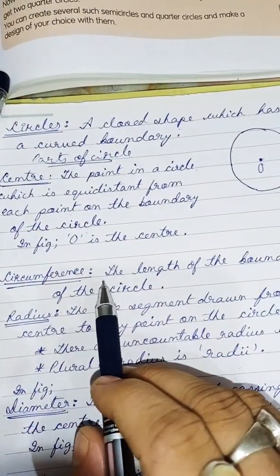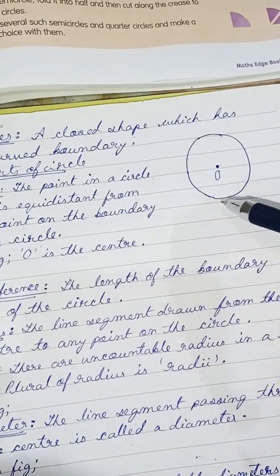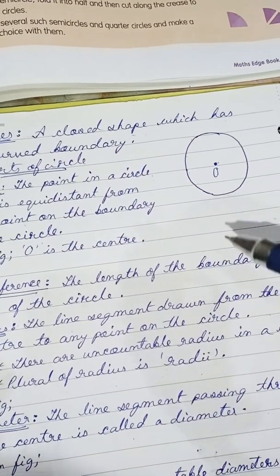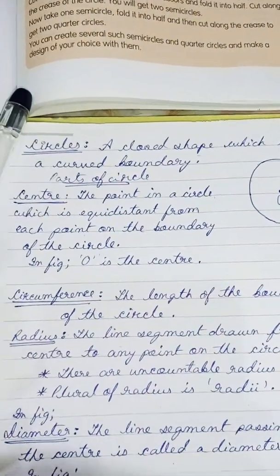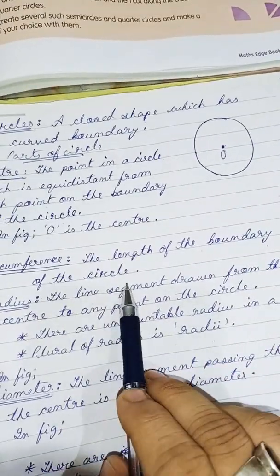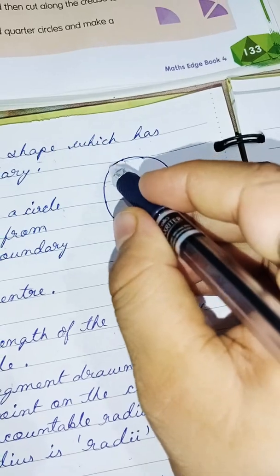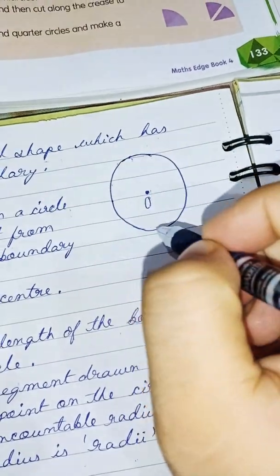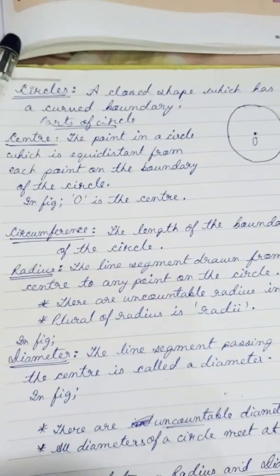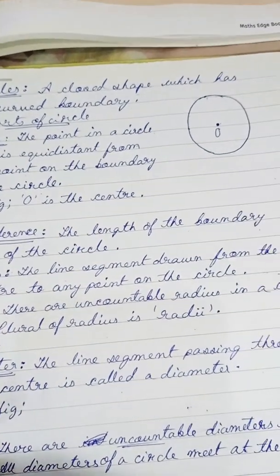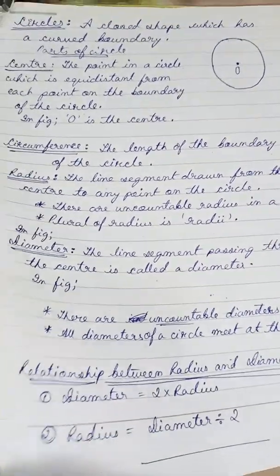Then comes circumference. Circumference means, just now I said about this boundary. So this boundary must have a length. That length of the boundary is known as the circumference of the circle. So circumference means the length of the boundary of the circle. Say suppose you start from here, you go in like this and come back here. So the total length that we'll get from this, that will be the circumference of the circle. Now how to find the circumference, that will come in the next classes, that is in the higher classes. Right now you just need to know the definition.